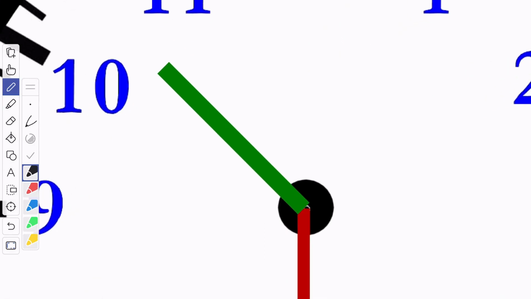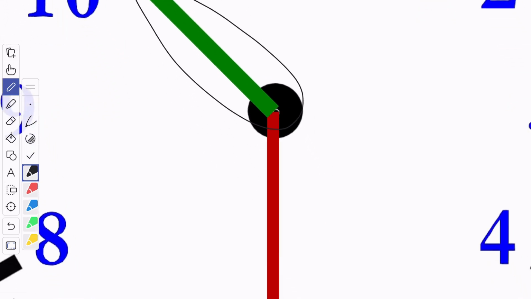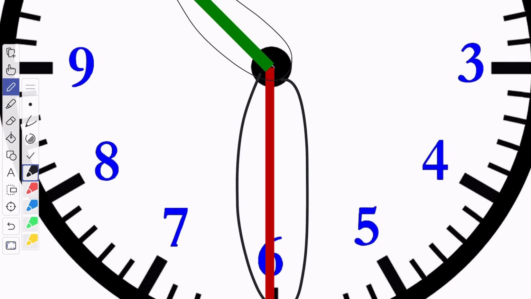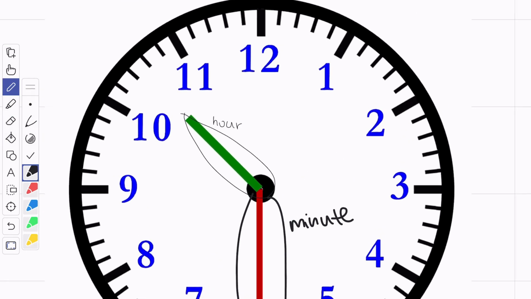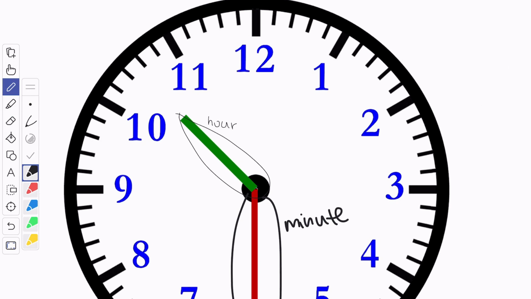The two rules you mainly need to know are the short one is the hour, and the long one is the minute. The hour tells you, for example, the clock reads 10 because it's in this section over here, and that's in the 10 section. So 10 is going to be our hour.